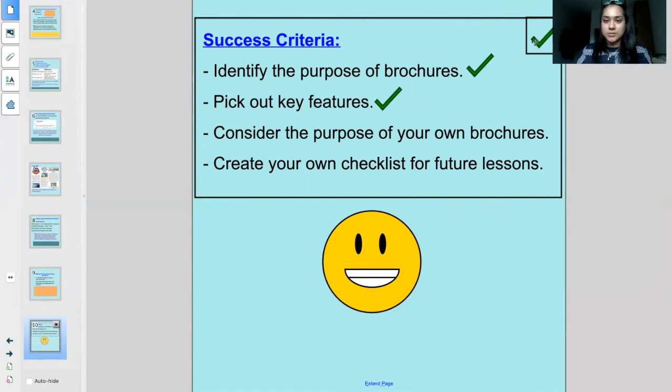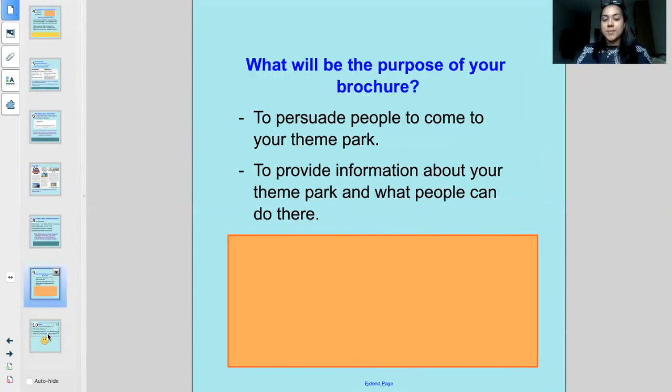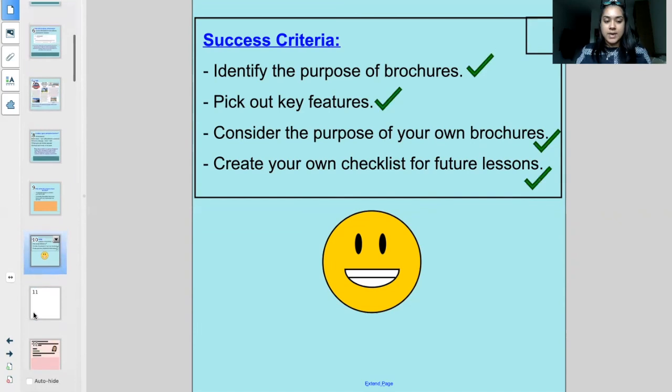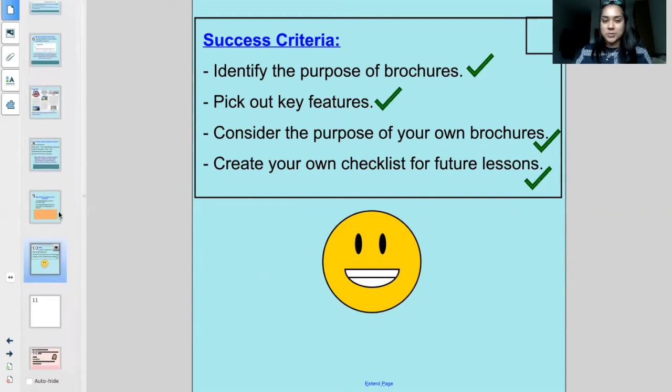You also, to be successful, were expected to consider the purpose of your own brochures. Now, we just went through that together. Hopefully, you thought of this before I revealed this to you. And finally, you needed to start making a checklist for yourself. Now, hopefully, you've already done all four of these. And if you have, you have been very successful for today's lesson. And that's why I have this big smiley face here, because I'm very happy with all of your hard work.